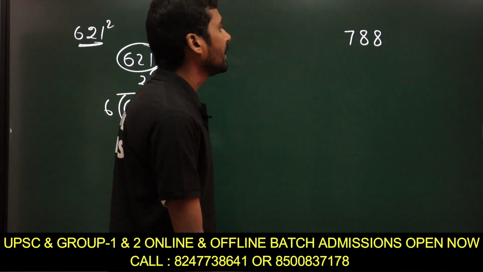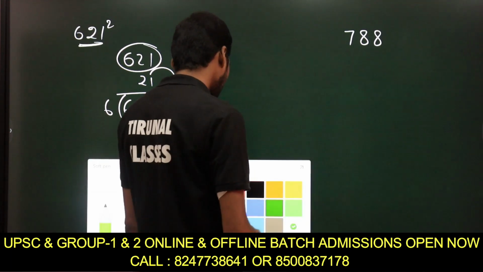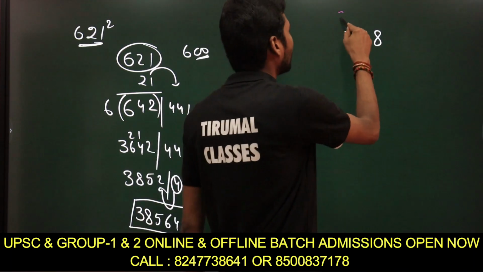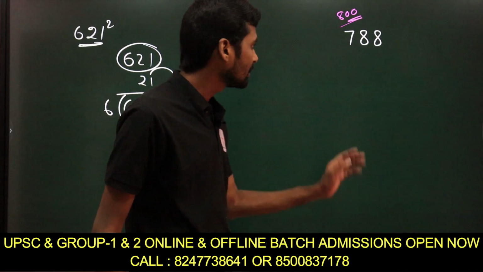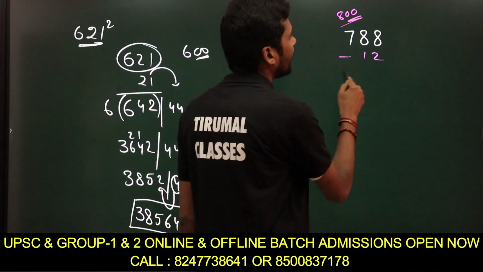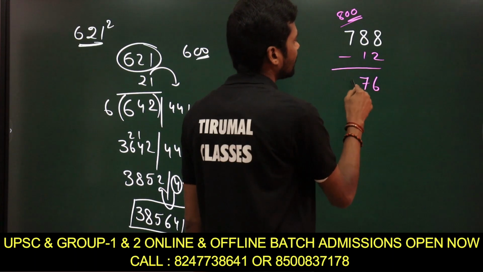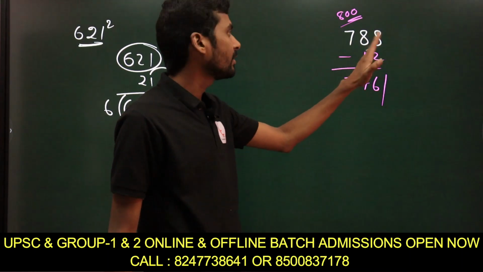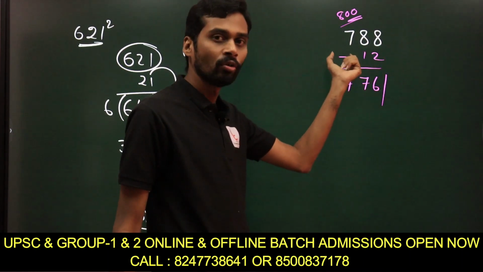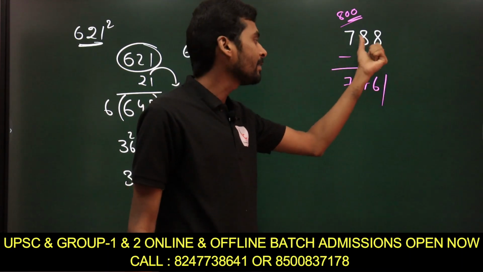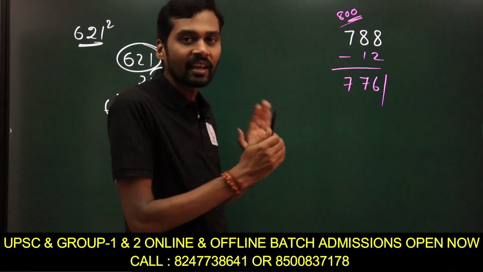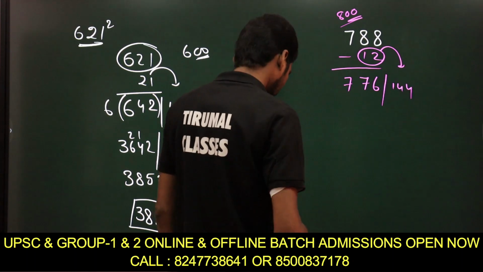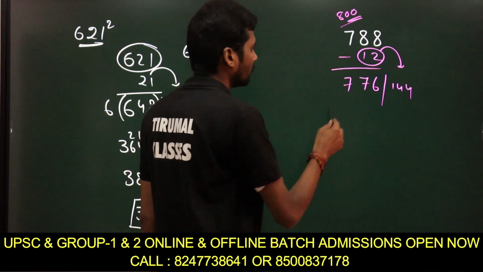Okay. So 788. Quickly tell me, how do you find the answer? What is the base value here? Base value is 800. How much is it less than 800? Yes, it is 12 less than 800. Less than means I have to use the minus symbol. 8 minus 2 is 6, 8 minus 1 is 7. 776. It's the left side part. Right side part is what? 12. 12 square is what? 144.